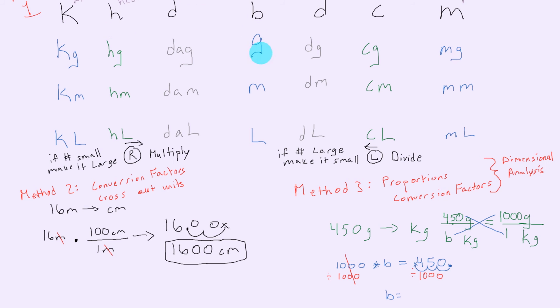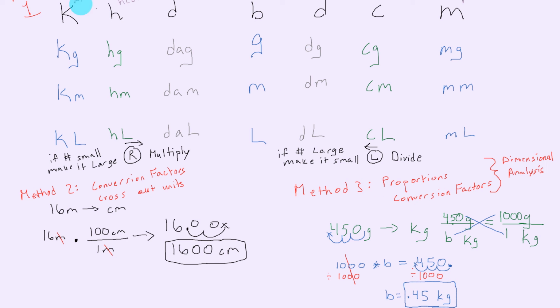Well, if I had to move 1, 2, 3 units to the left in the table, that means at the start of the problem, I would have moved the decimal 1, 2, 3 units to the left. So down here within the problem, when we divide by 1,000, we'll move the decimal 1, 2, 3 units to the left. So b is equal to 0.45 kilograms in this problem. Or another way of stating it in this problem is that 450 grams is equivalent to 0.45 kilograms.